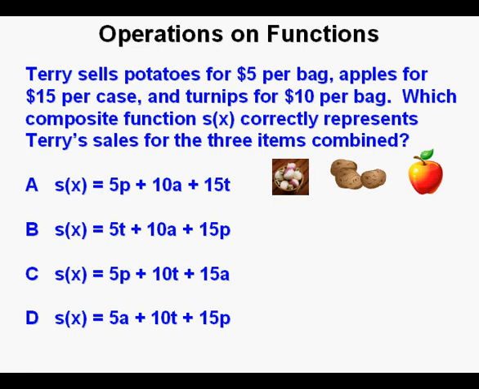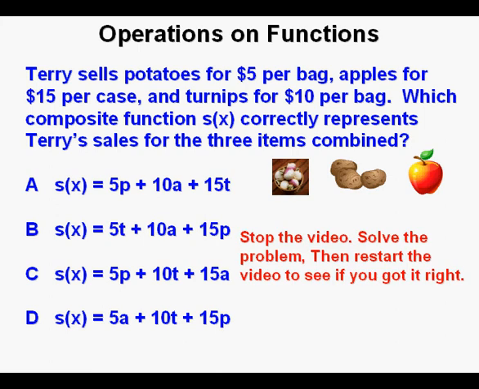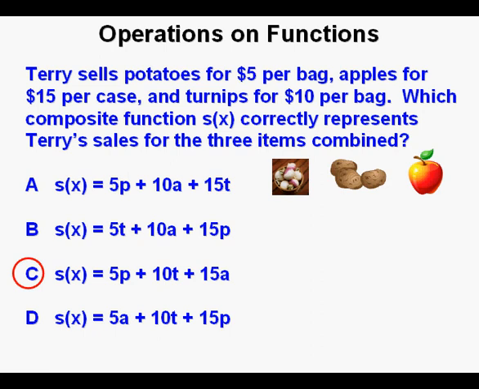Now, the next problem. Terry sells potatoes for $5 per bag, apples for $15 per case, and turnips for $10 per bag. Which composite function, s of x, correctly represents Terry's sales for the 3 items combined? Stop the video, solve the problem, then restart it to see if you got it right. The correct answer is C, with the correct number attached to each item.